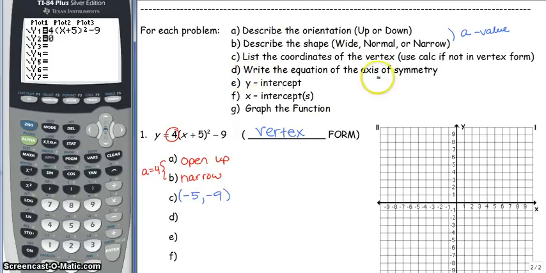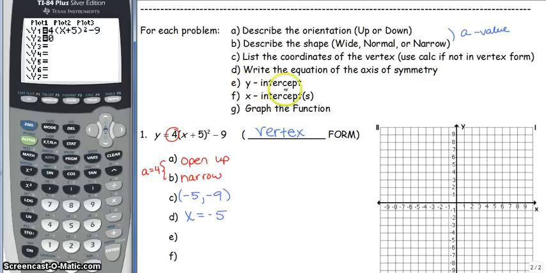D, write the equation of the axis of symmetry. So that is going to be the line that's going to cut it in half, and we know that it's a vertical line, so we know that it's going to be x equals. And this is actually really easy if you can remember what it represents. It's a vertical line through the vertex. Vertical lines are x equals. Just take the x coordinate from the vertex. So in this case, x is equal to negative 5.